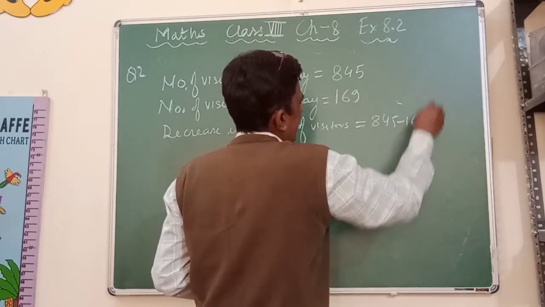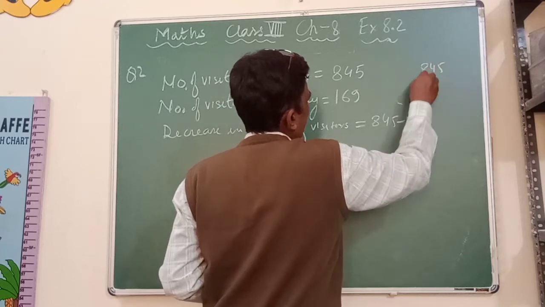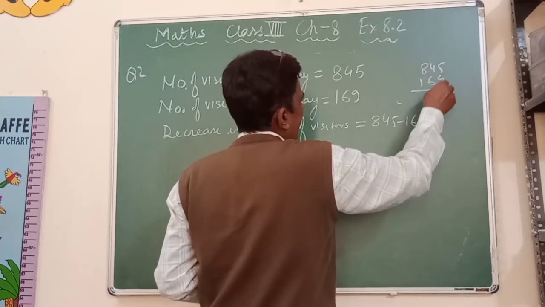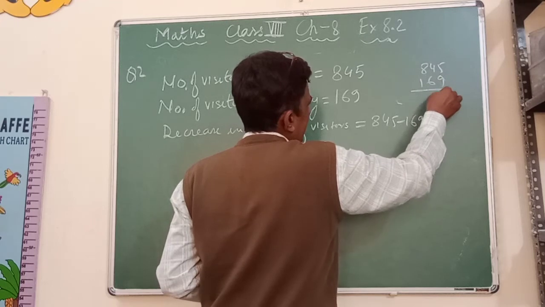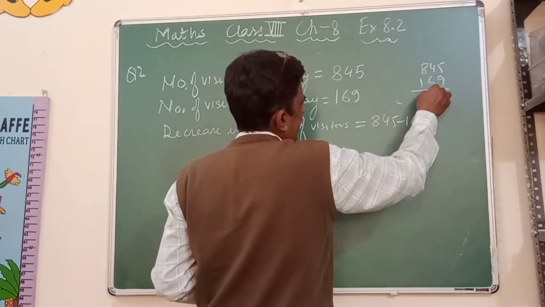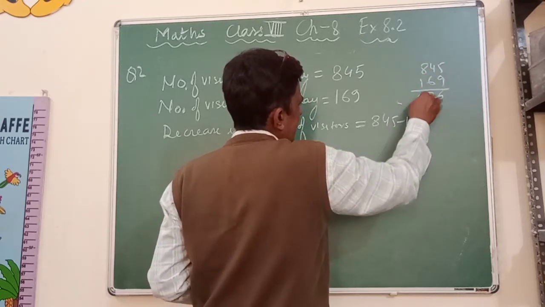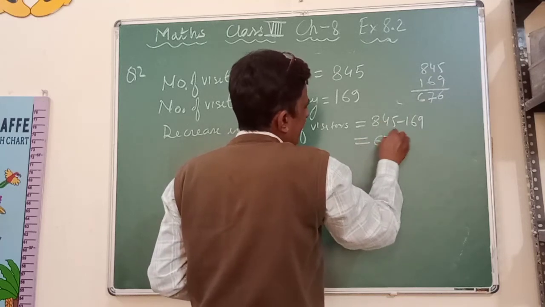minus 169. 15 minus 9 is 6. 13 minus 6 is 7. 7 minus 1 is 6. It's 676.